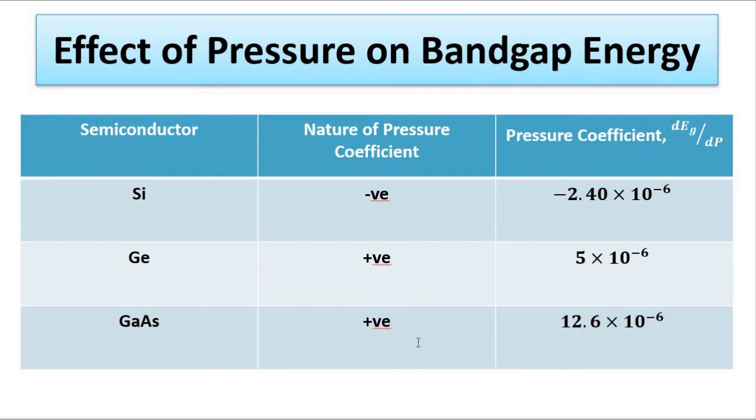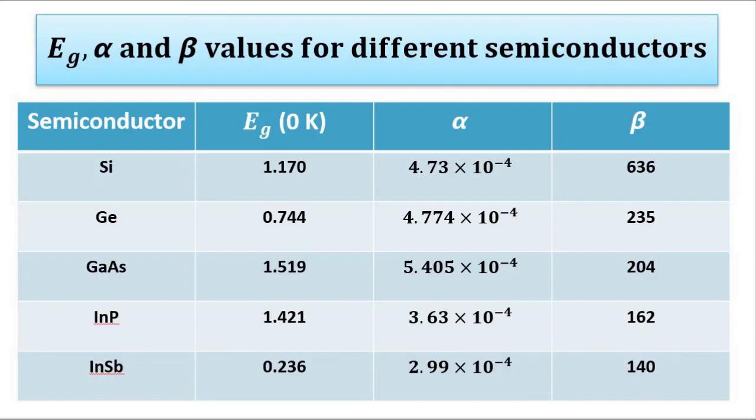Gallium arsenide also has a positive pressure coefficient, that is, with increase of pressure the band gap energy will increase at this rate, and with decrease of pressure it will decrease at this rate. Only silicon obeys a negative, that is opposite, relationship: with increase of pressure the band gap energy will decrease, with decrease of pressure the band gap energy will increase. So this is how temperature and pressure affect the band gap energy values.